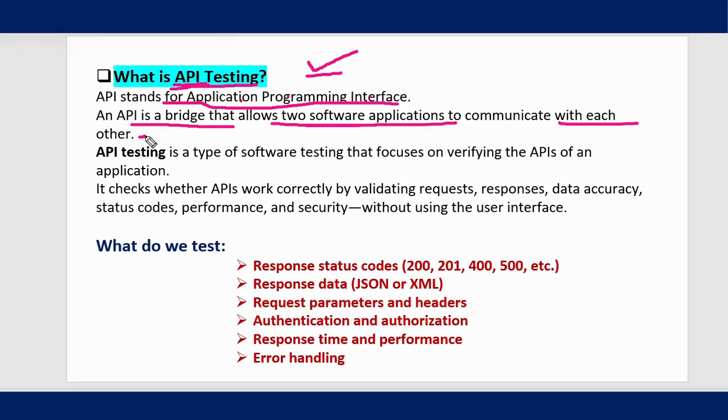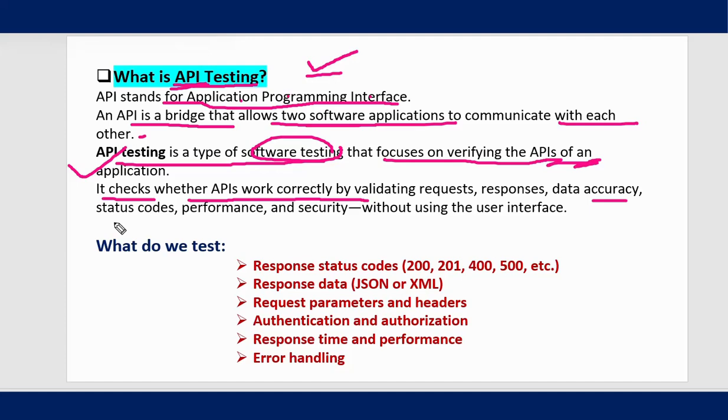Now, what is API testing? API testing is a type of software testing that focuses on verifying the APIs of an application. It checks whether the API works correctly. And how does it check? It validates the request and responses, data accuracy, status codes, performance, and security without using the user interface, the UI. That is the main concept of API testing.